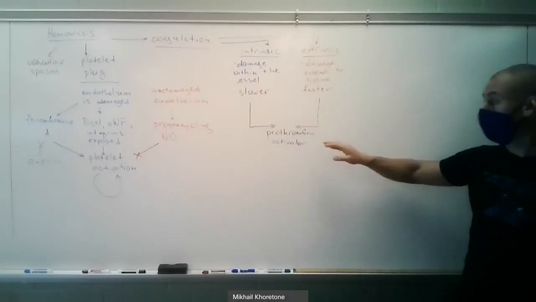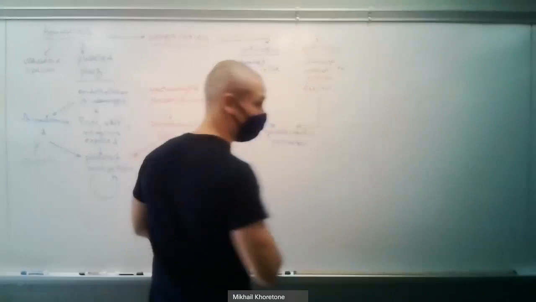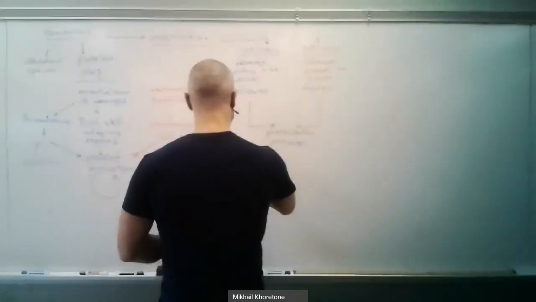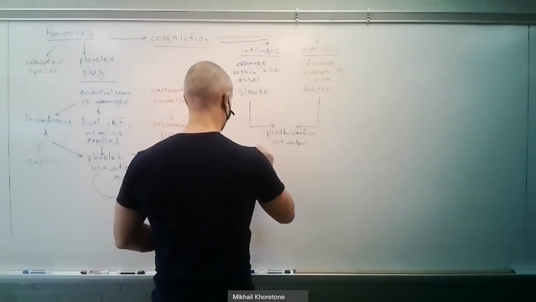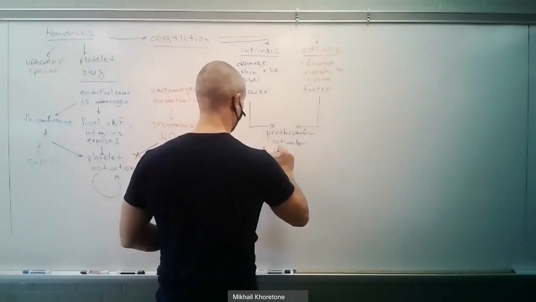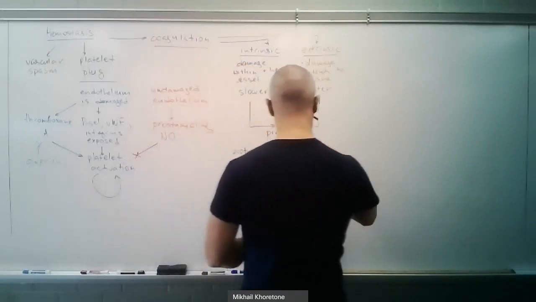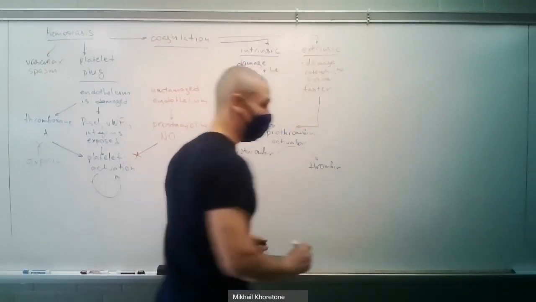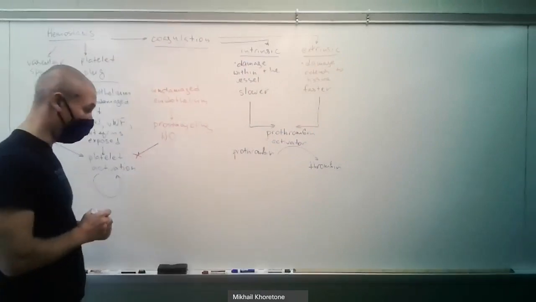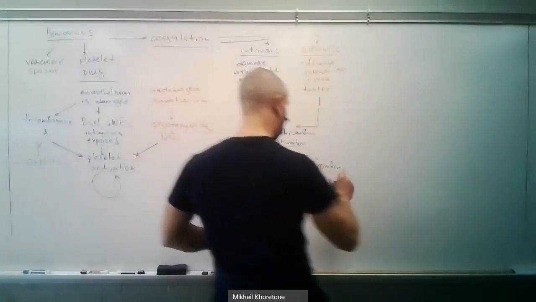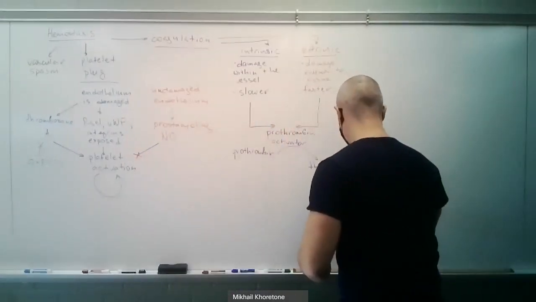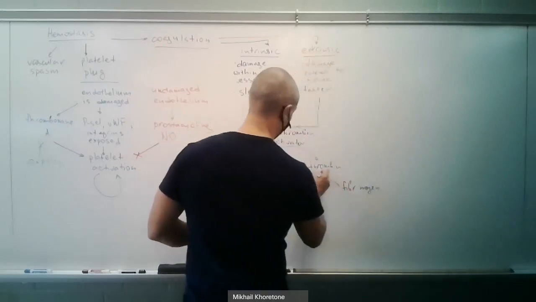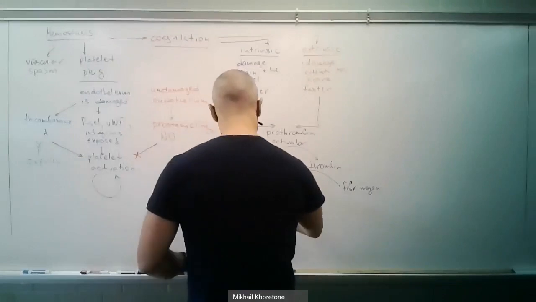Does that make sense? That's key. What's the function of prothrombin activator? Well, it activates prothrombin, converting prothrombin into thrombin. And what is the function of thrombin? Thrombin converts fibrinogen into fibrin.